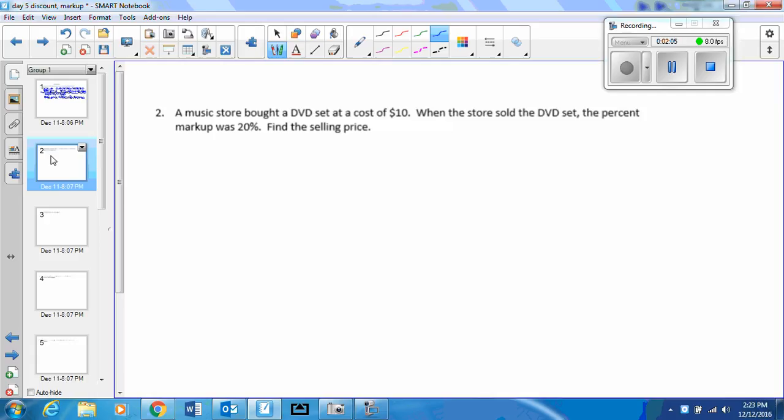Second problem. A music store bought a DVD set at a cost of $10. The store sold the DVD set. The percent markup was 20%. Find the selling price. So again, there's two ways we can do it. We can first find the amount of the markup by changing 20% to a decimal and multiplying it by the wholesale price. So the amount of markup in this case is $2.